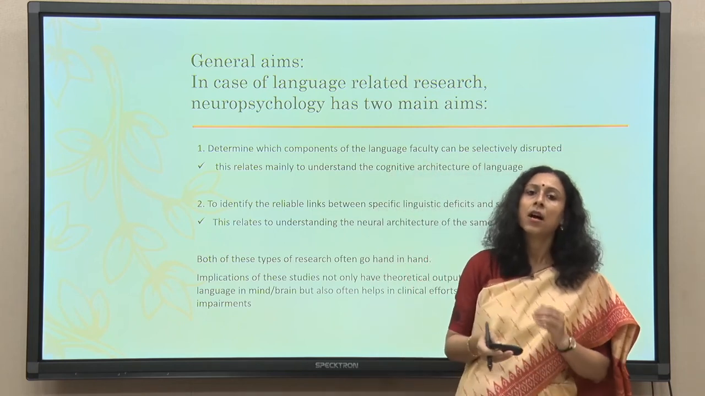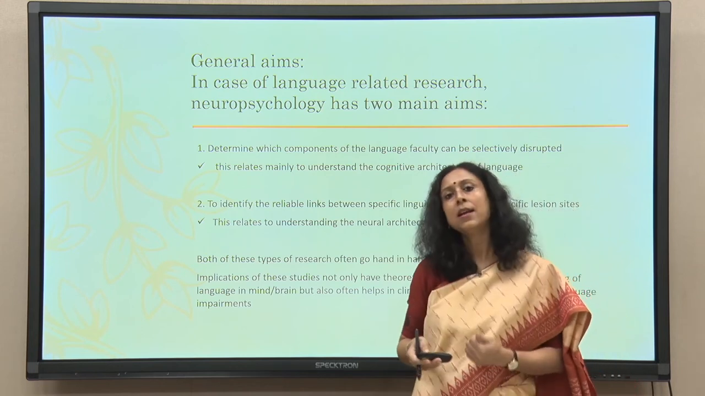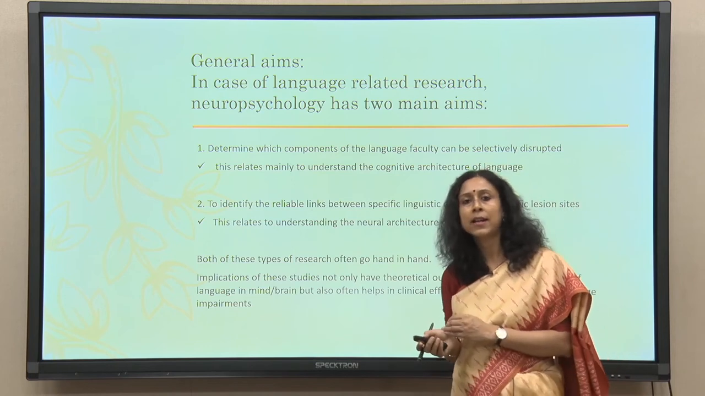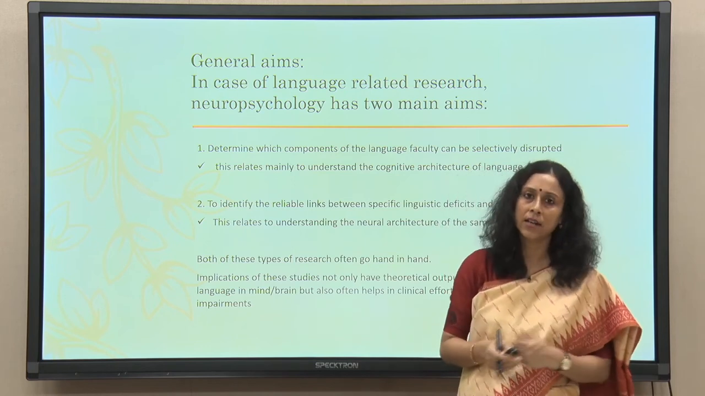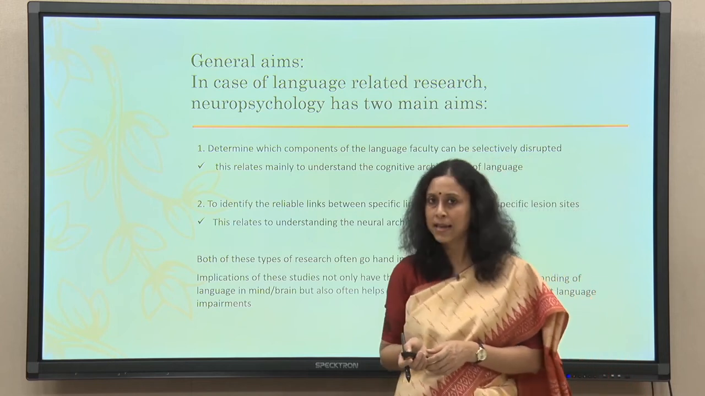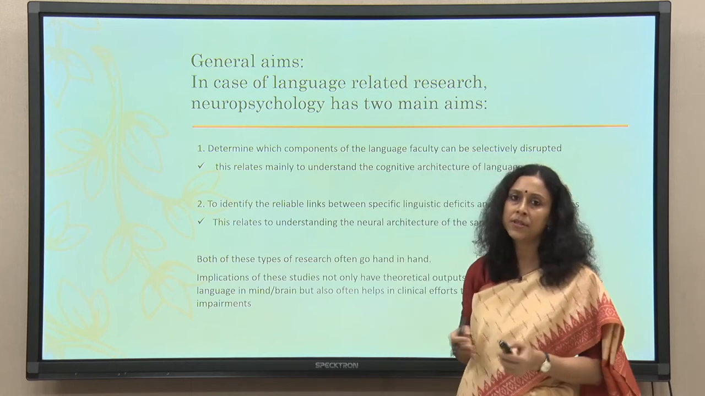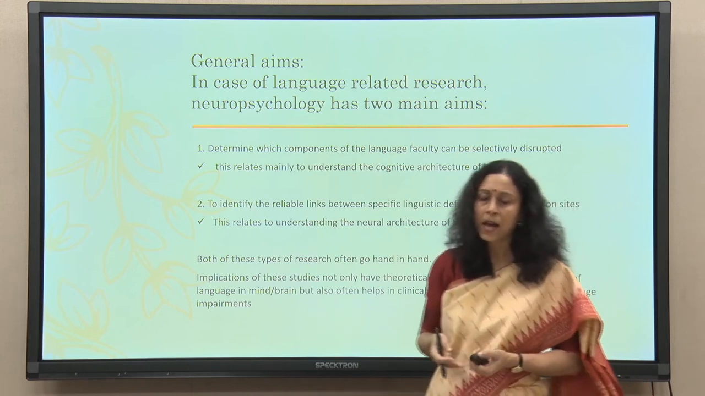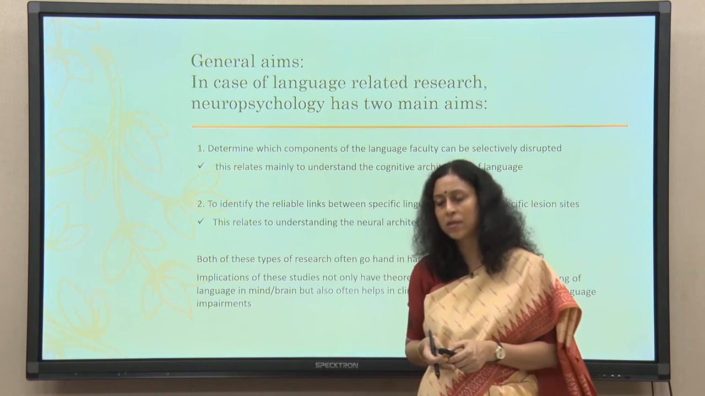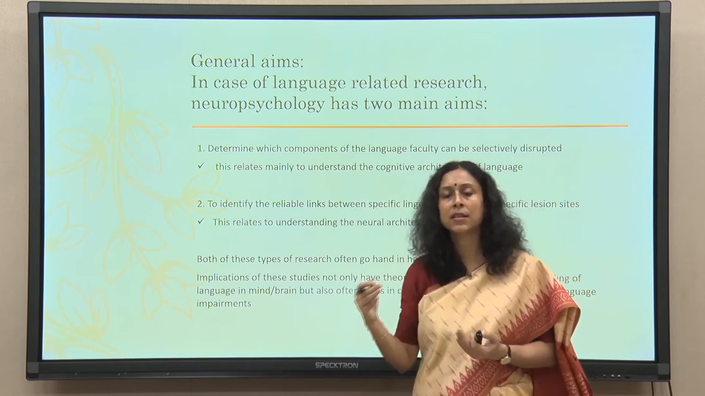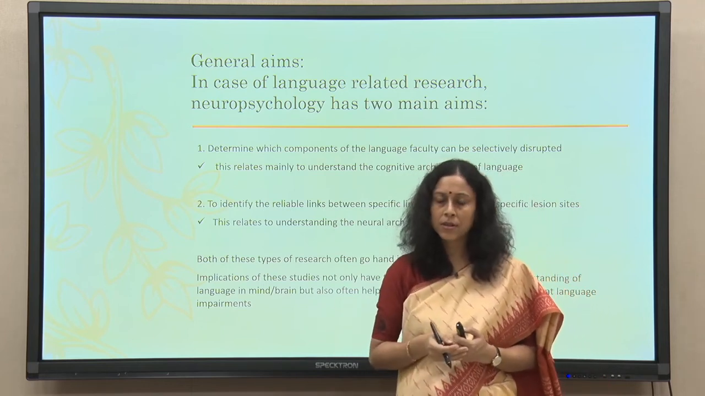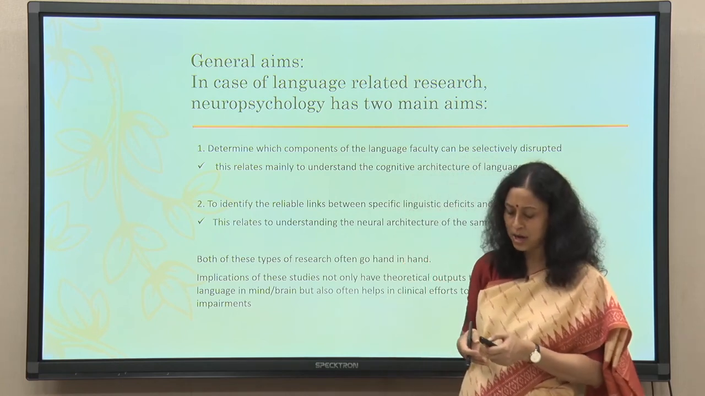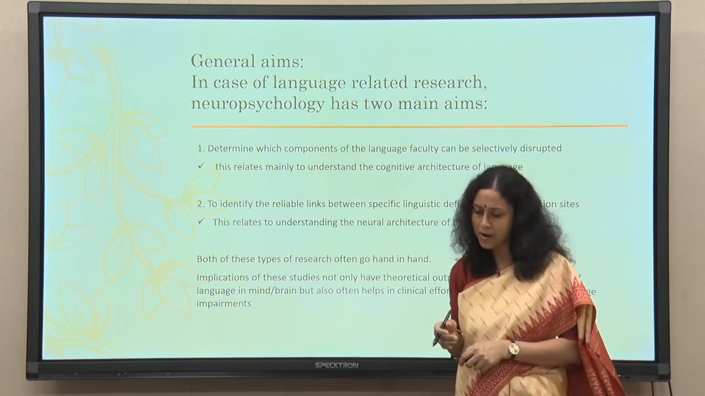So, if there is an anatomical problem with the brain and there is a correlation with language deficit, what kind of language disorder is connected to which kind of brain lesion? That is the second thing, and both of these are of course connected. They go hand in hand, because once there is brain damage there will be a resultant language disability, and then depending on which area that is, you can know how the cognitive architecture of language really works.